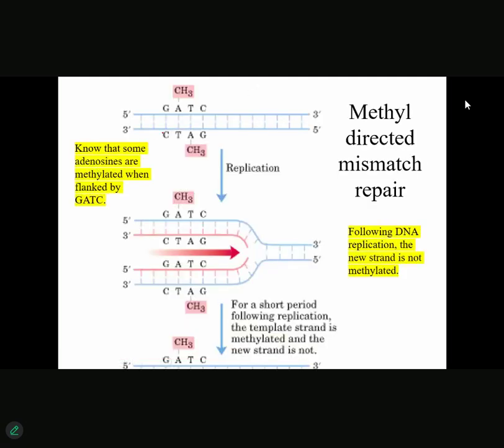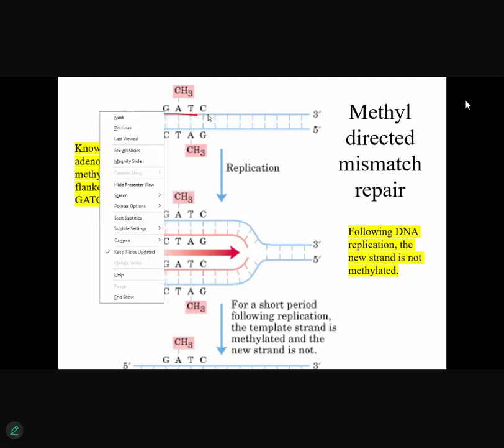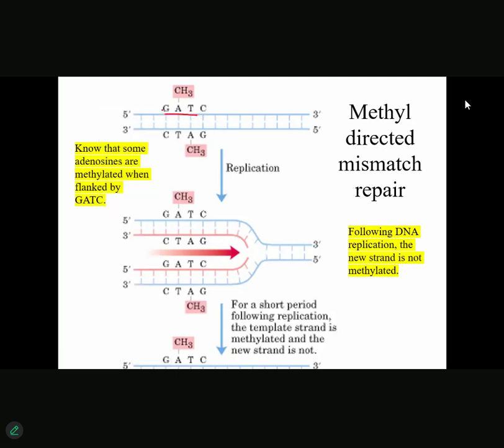And we have an enzyme that looks for this sequence, GATC. And when those four bases show up in exactly that order, it adds a methyl group to the adenosine.